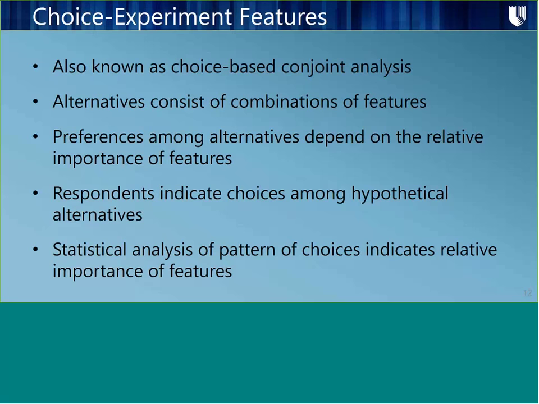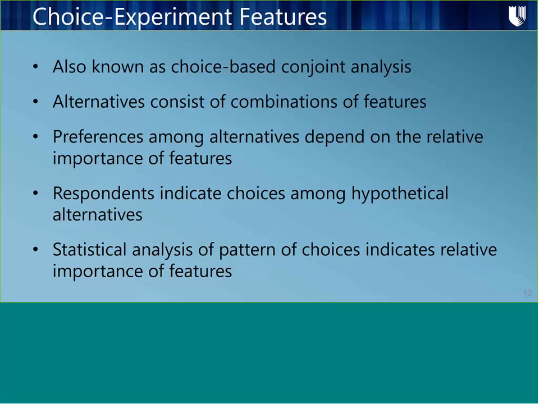The underlying assumption under the use of discrete choice experiments is that preferences or choices between these alternatives will depend upon the relative importance of the features. In other words, the end product of the alternative is just the aggregation of the value of the different features that are presented for each alternative. And then respondents signal that relative preferences through their choices between these hypothetical alternatives.